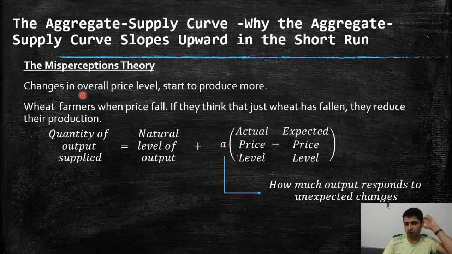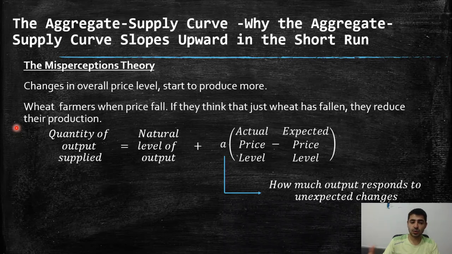And the last one, which I just skipped, is the misperception theory. With changes in the overall price level, people start to produce more. For example, wheat farmers, when prices fall, if they think that just the price of wheat has fallen, they reduce their production.